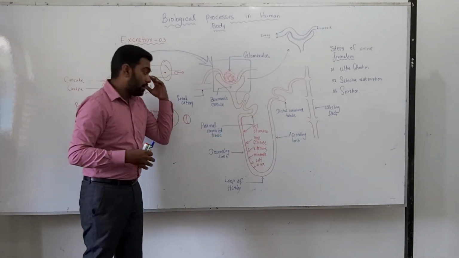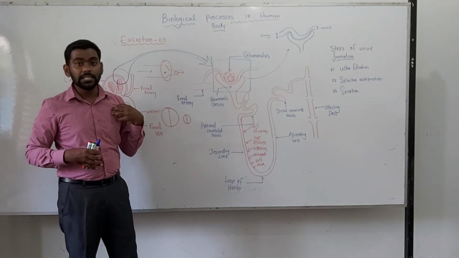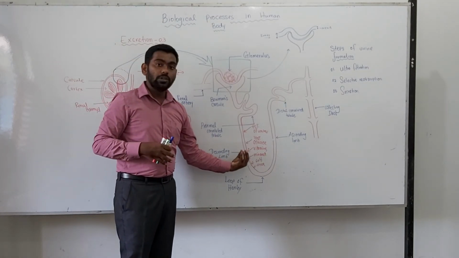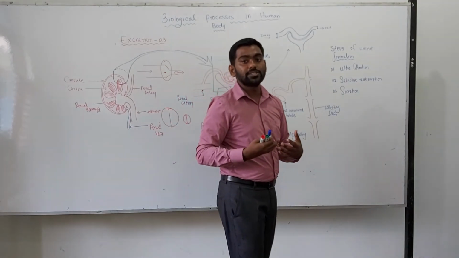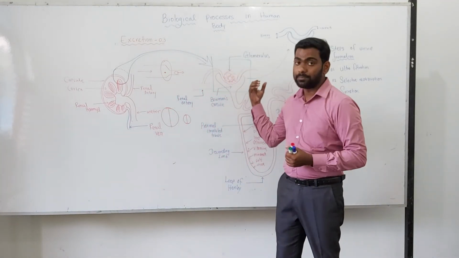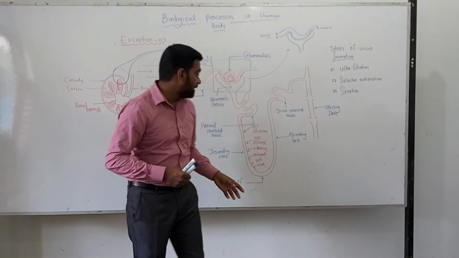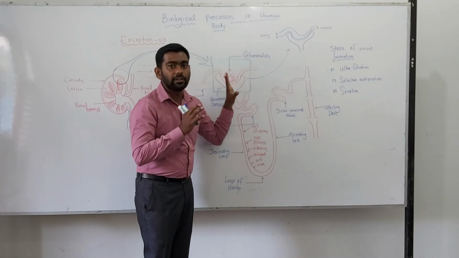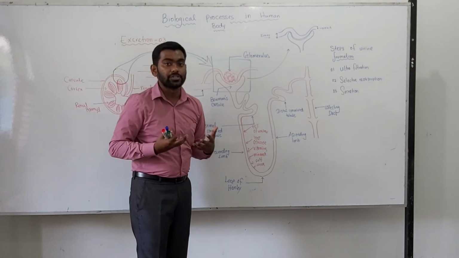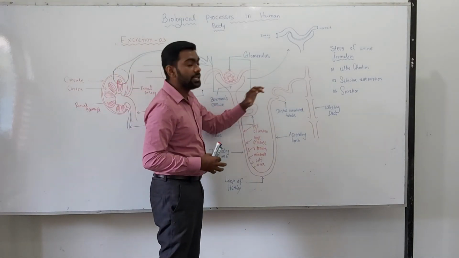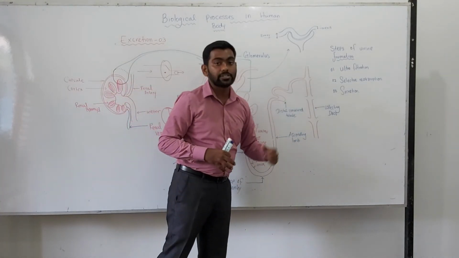Okay, now we have filtered and we have reabsorbed the materials that we need for the body, and now there are only waste materials. But the important point is some more waste materials have escaped the filtration. So they will be in the blood. So you can see around this tubule a very rich network of blood capillaries, and whatever escaped the filtration will be caught and forcefully sent into the nephrons. That process is called secretion.